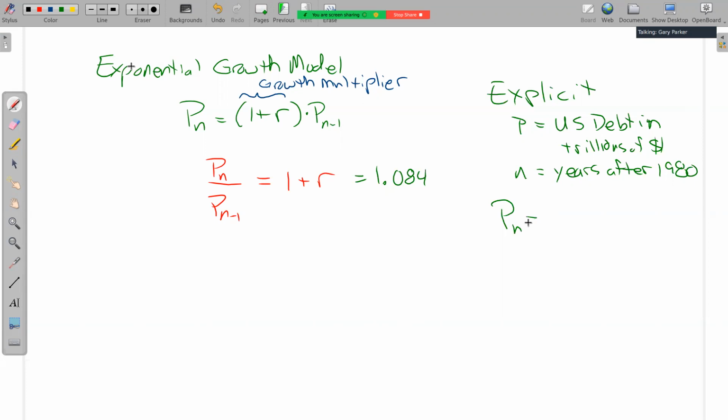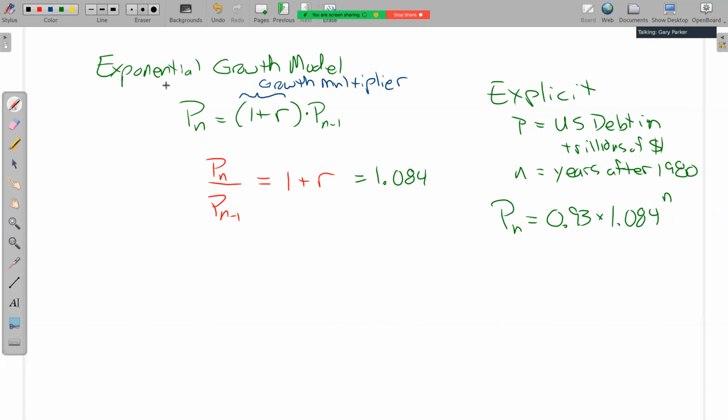P_n would be the 1980 amount, 0.93 trillion, times my 1.084 raised to the power n, which is years after 1980. In my spreadsheet, I had to subtract to figure that out. Sometimes we make another column for that.